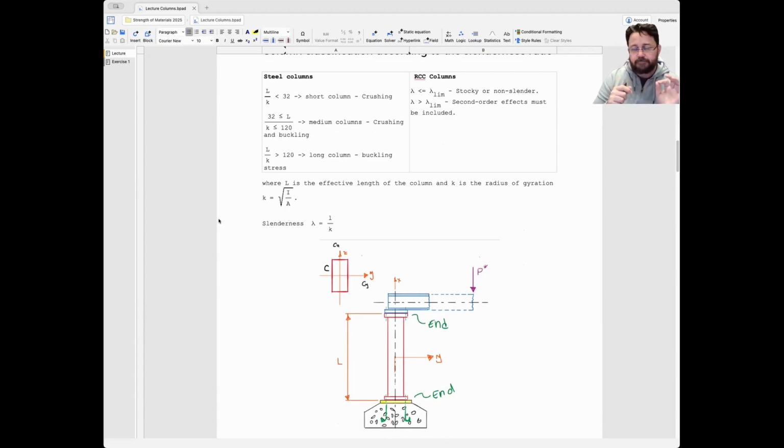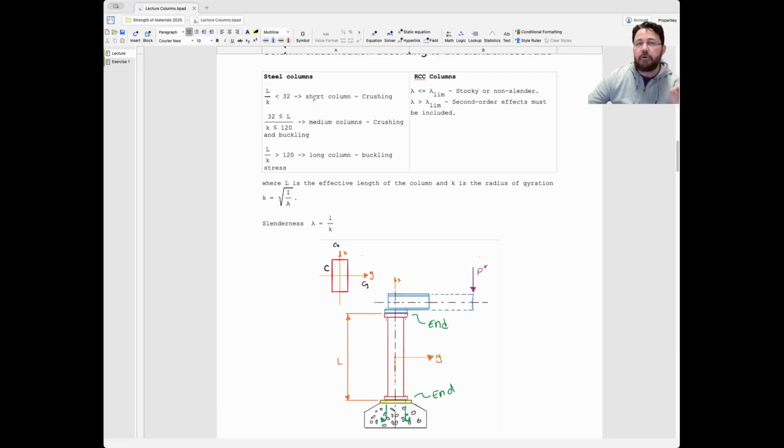They created a term called slenderness. Slenderness is this one here, that relates the length of the beam with something called K, which is the radius of gyration. I'm going to explain physically what it means. It's not a complex concept. First, they said that if the relation between the length and the radius of gyration is less than 32, then we're talking about short columns.